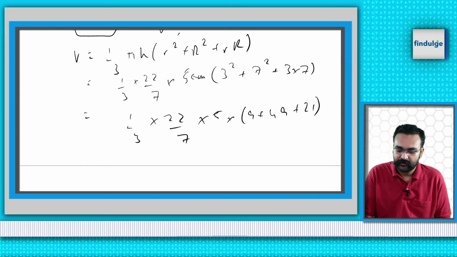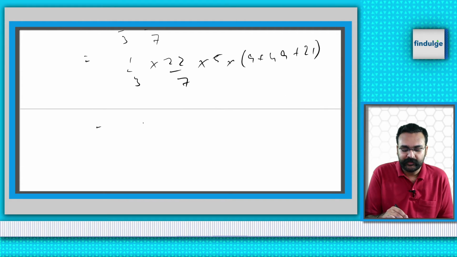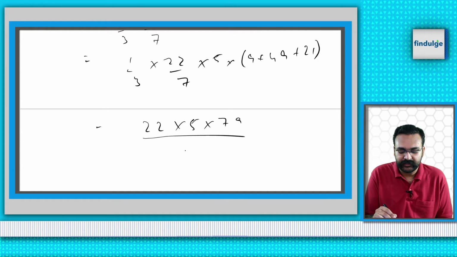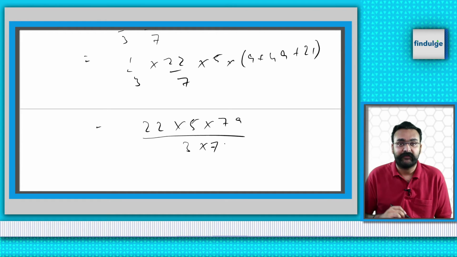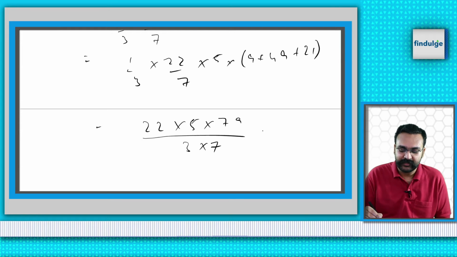So we are left with 22 into 5 into 79 divided by 3 into 7. And you will proceed to calculate. Obviously, it will be in centimeter cubed.